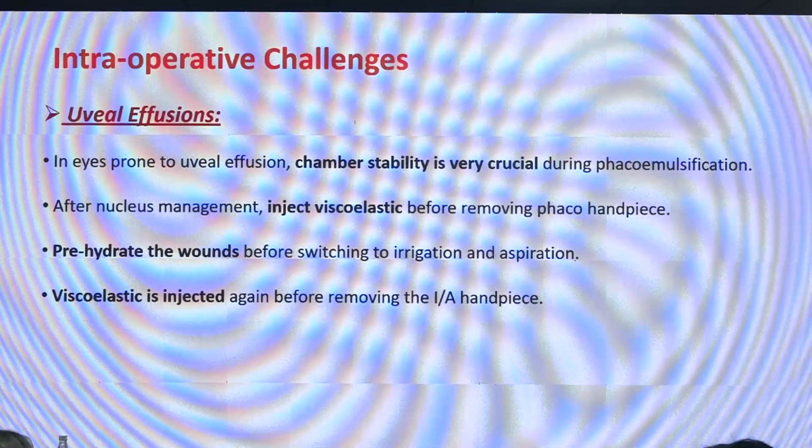Okay, in eyes prone to uveal effusion, chamber stability is very crucial during phacoemulsification. After nucleus management, you should inject viscoelastic before removing the phaco handpiece, as we do in PC rent cases. Prehydrate the wounds before switching to irrigation aspiration so that iris prolapse doesn't occur. Viscoelastic should be injected again before removing the IA handpiece. So the chamber stability should be maintained to minimize the risk of uveal effusions.